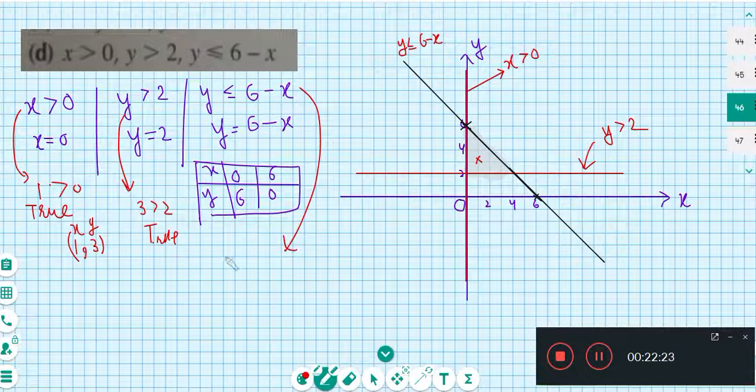This is x, y. Alright, 2, 4, 6, similarly here 2, 4, 6, and this point is the origin. So the first inequality is y is less than x plus 3. So forming the equation y equal to x plus 3.